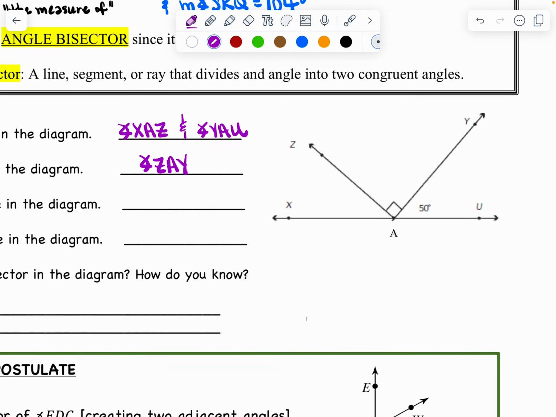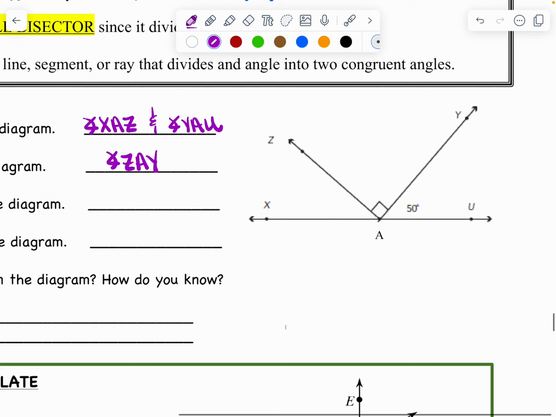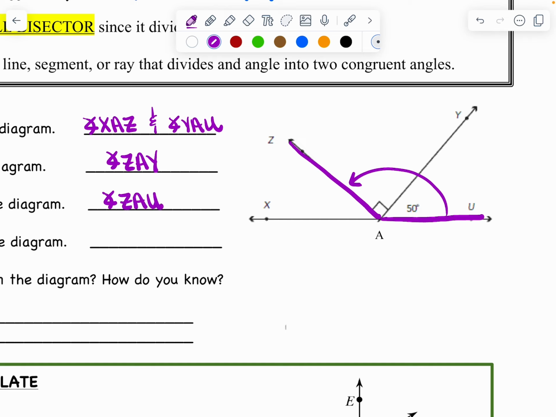All right, next one is an obtuse angle. Now there's a couple of different ones here. Obviously, you're going to have to put 2 angles together, right, to form an obtuse angle. So something like this, right? If I was looking at this whole angle right here, then that would definitely be obtuse. So angle ZAU would be an answer there. There's other answers. Of course, XAY would also be an answer, so you could put that as well.